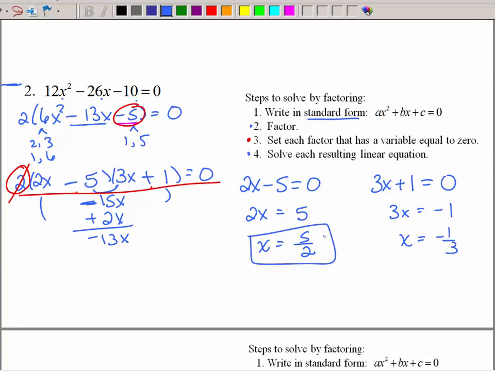So again, I have two answers for my quadratic equation. You could check your answer by substituting those values back in for x, but sometimes that's almost harder than working out the problem. So I would just suggest you go through and check your steps, your work, your positives and negatives, and have confidence that you've worked the problem correctly.